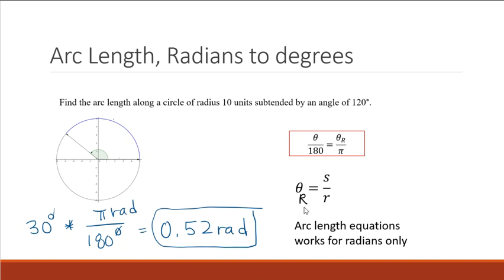This is the equation for arc length. Make sure you use the angle in radians to get the correct answer. So the angle in radians equals the arc length over the radius of the circle.